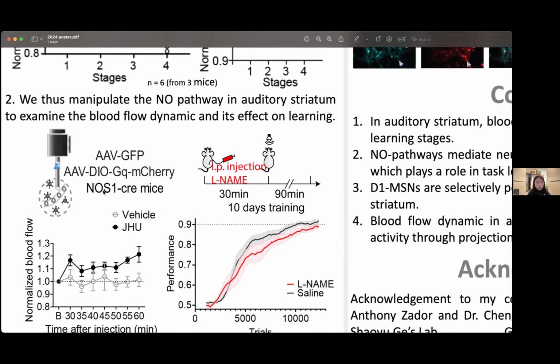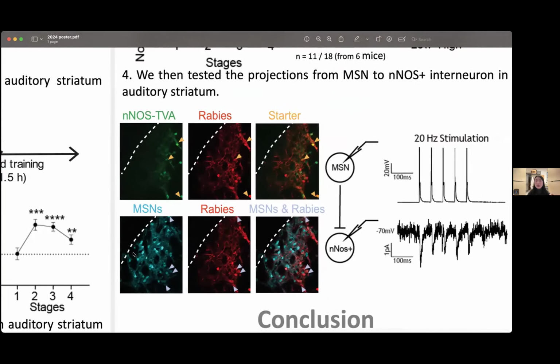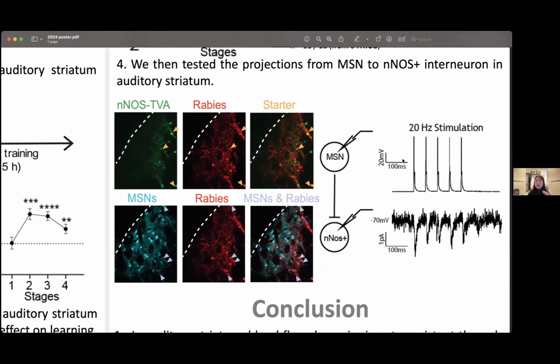We see that when we activate this group of neurons, the blood flow does increase. So we could see that the NOS positive interneurons could actually mediate the blood flow in the auditory striatum. And then we want to know the other way. Is this group of interneurons also related to the medium spiny neurons? So here we did retrograde tracing with rabies virus and also double patch for the electrophysiological test. We do see there is actually a projection from medium spiny neurons to NOS positive interneurons. So now we could say that NOS positive interneurons are possibly the mediator of the neurovascular coupling in auditory striatum during a task, because it interacts with both the medium spiny neurons and the blood flow.